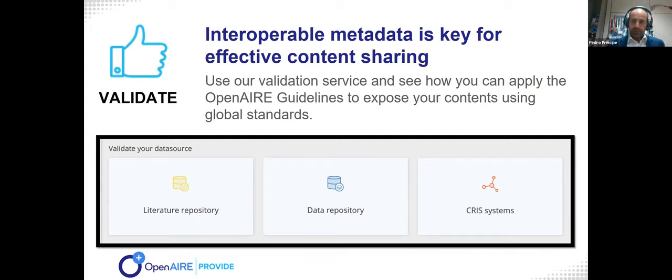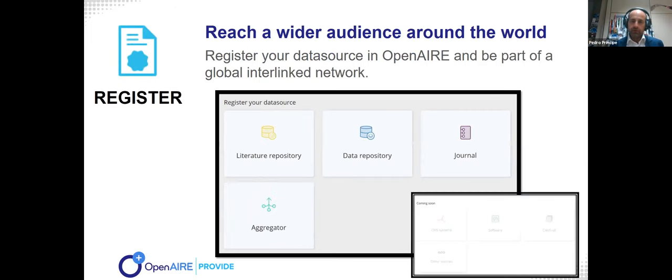So we can also run different tests in our validator. We have this available for these main types of data sources. Register is also associated to the validator, of course, because when someone wants to register, we also run validations. But the register functionality is just for those that are for the first time to be part of OpenAIRE and to register their content provider in our infrastructure. And we have an automatic service available for publication repositories, for data archives, for journals, and for aggregators.